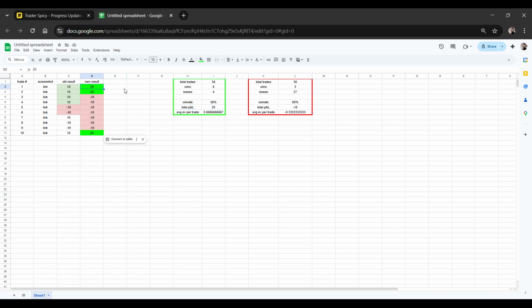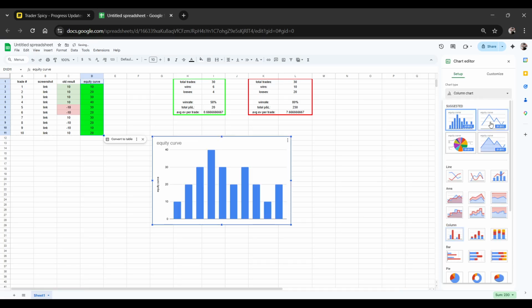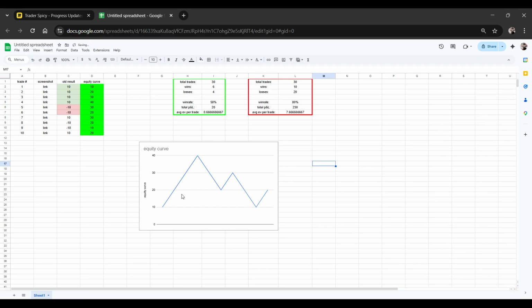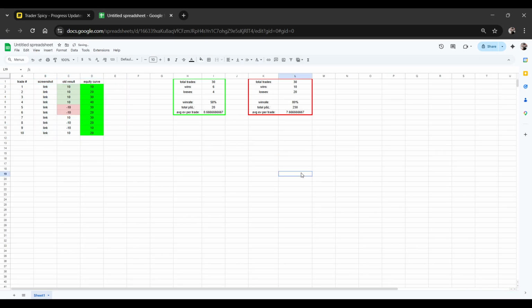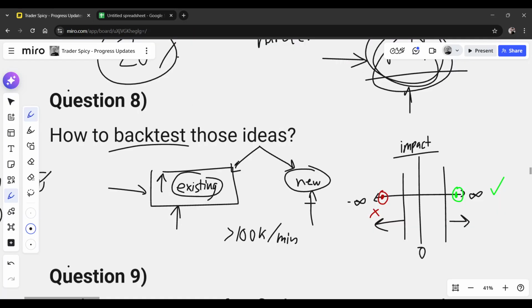And we can even go and plot the equity curve of it as well. And you can just do this on Excel. Easy peasy. So this is how your bankroll would look if you were to trade this strategy. So yeah, that's all you've got to do. You're pulling the data from somewhere.